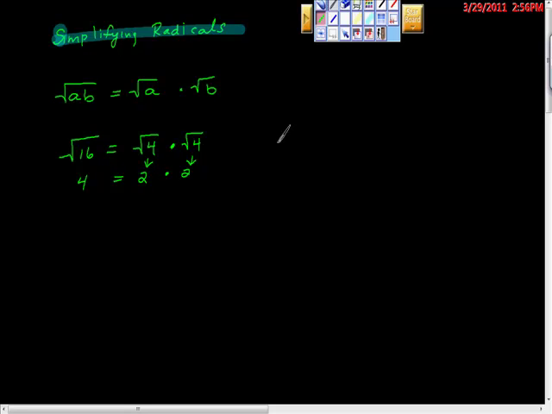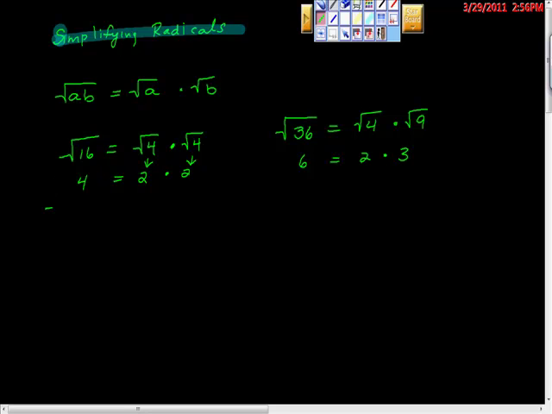Here's just another quick example, and then we're going to start to apply this rule a little bit. The square root of 36 is the same as the square root of 4 times the square root of 9. The square root of 36 is 6. 9 times 4 is 36, just checking. The square root of 4 is 2, and the square root of 9 is 3. And 2 times 3 is in fact 6.